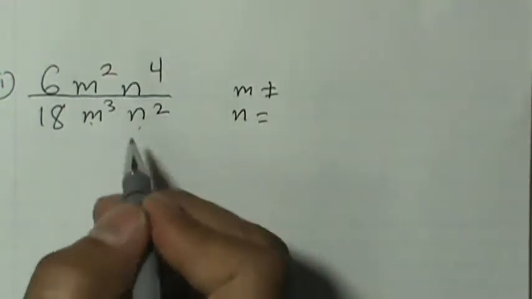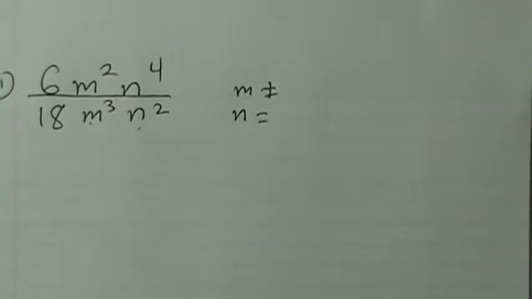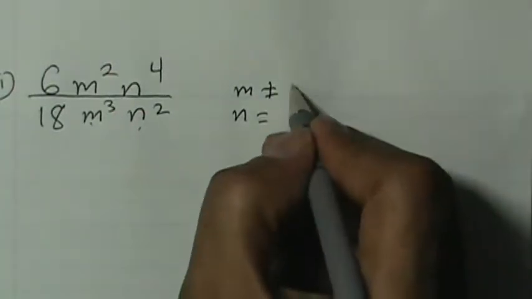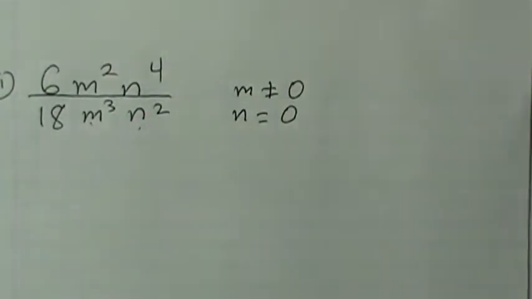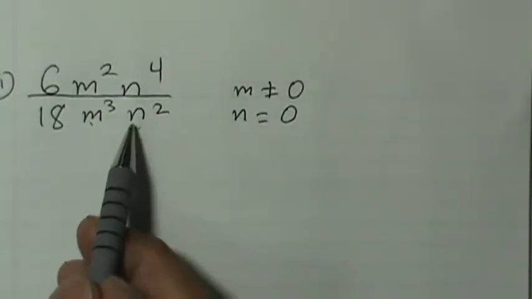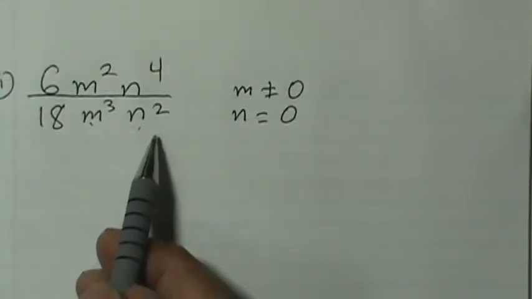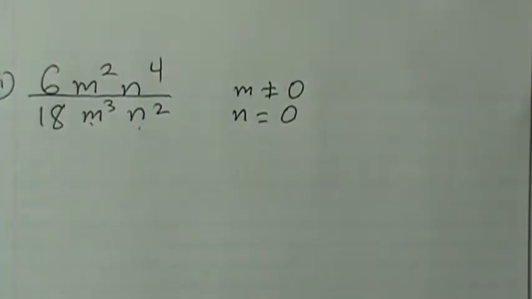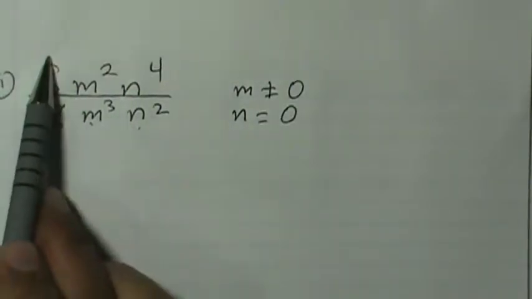Since it's a monomial, automatically your restrictions are m cannot be 0 and n cannot be 0, because if I were to substitute 0 for m, the whole bottom will go to 0, or if I were to substitute 0 for n, the whole bottom will equal 0. So we cannot let m or n be 0. That is the restrictions. Now we're going to simplify left to right, top to bottom.